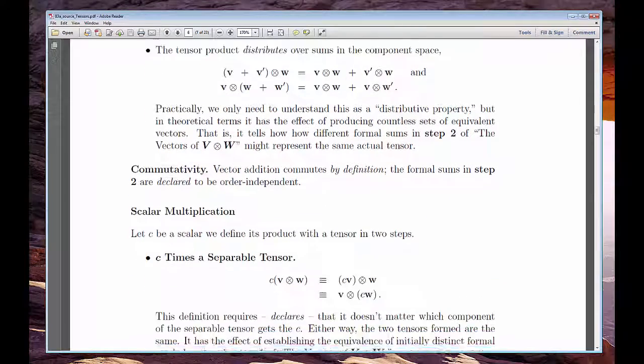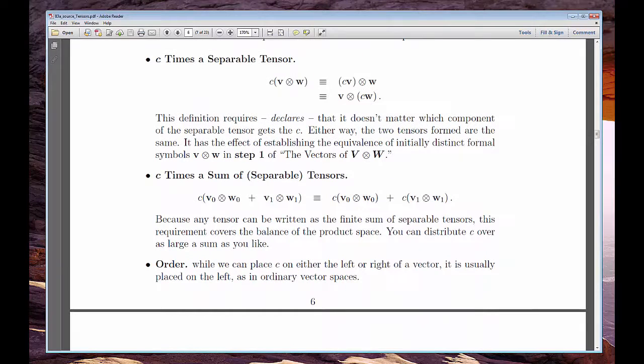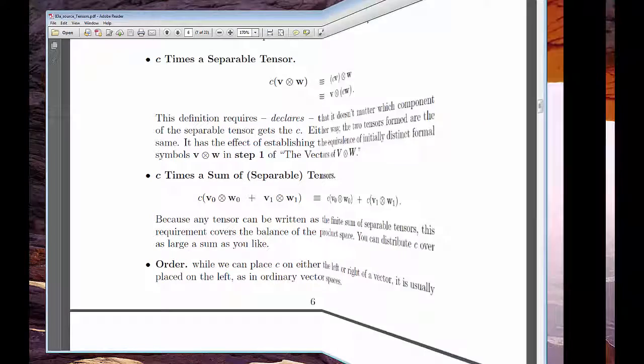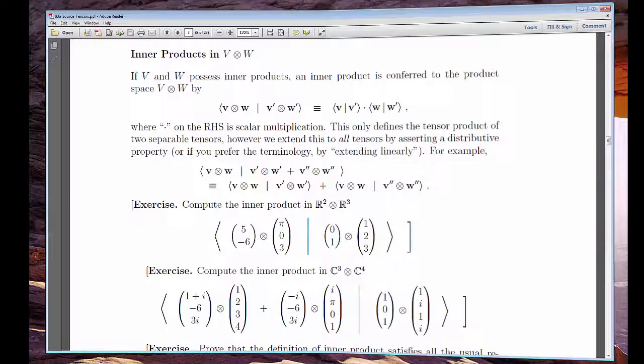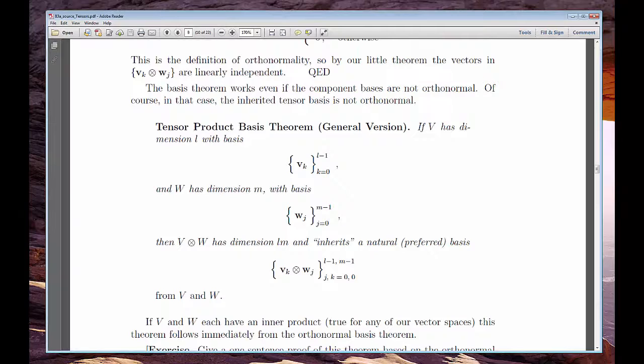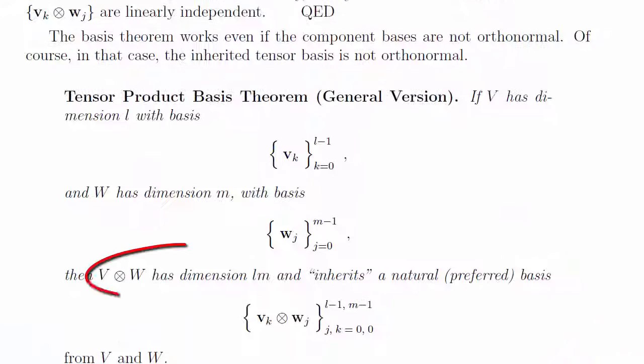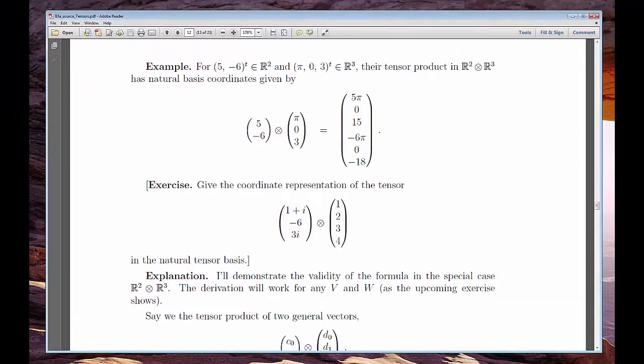Each concept in the 2 component spaces is used to induce the corresponding concept in the product space. For example, the 2 individual inner products give rise to an inner product in the new, larger space. And the 2 component bases can be combined to generate a basis for the product space. The details dictate that the dimension of the product space is the product of the dimensions of the 2 component spaces. So, in the case of R2 times R3, the tensor product space will have dimension 2 times 3, or 6.